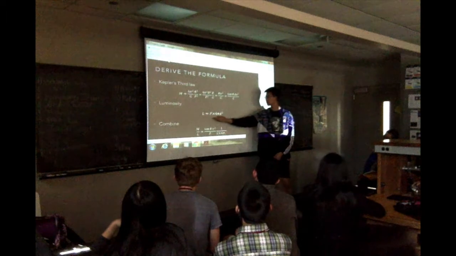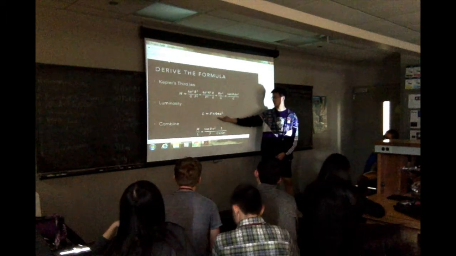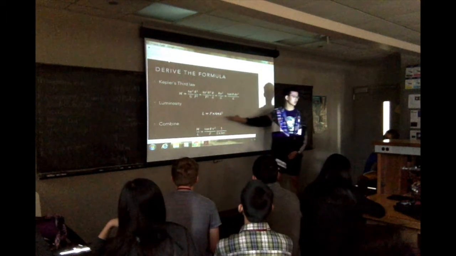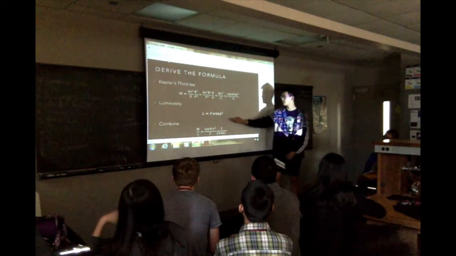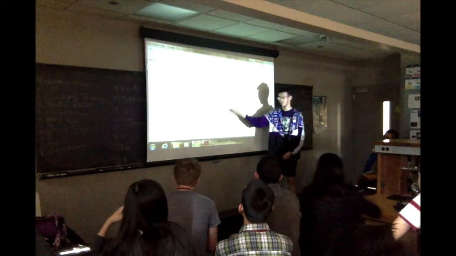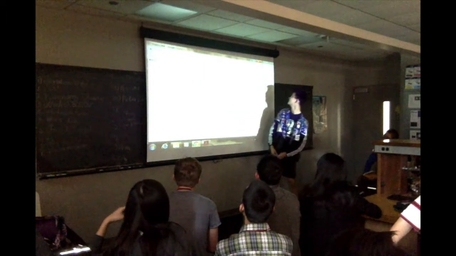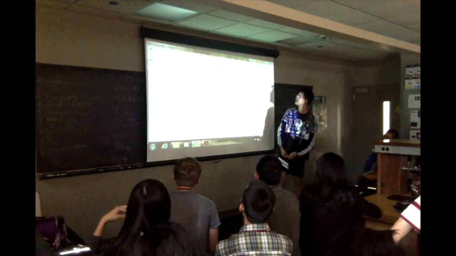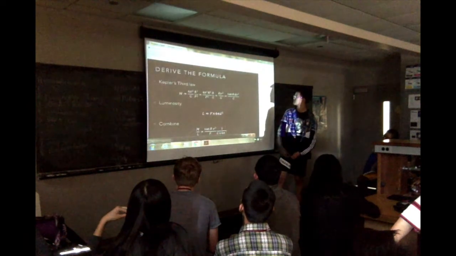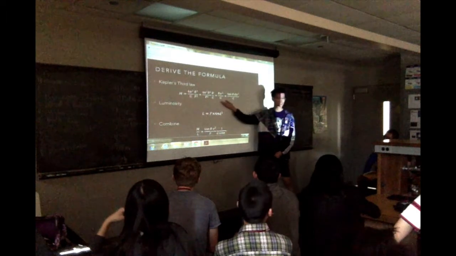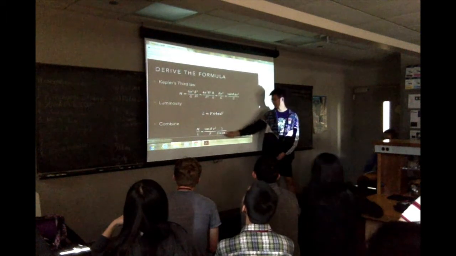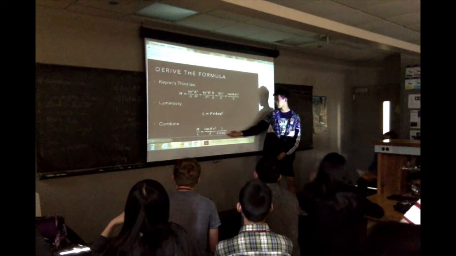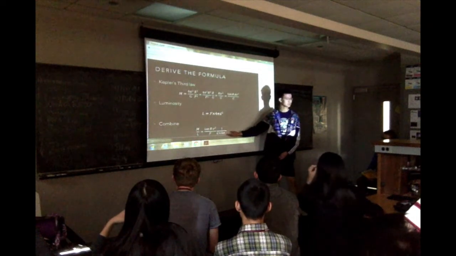And then we have another expression. This is the inverse square law of luminosity. If we divide our first expression by the second one, we'll get the expression here. So we have our distance to our galaxy.